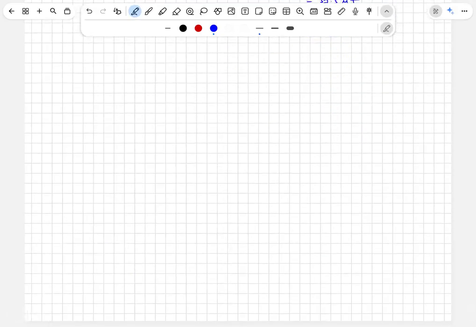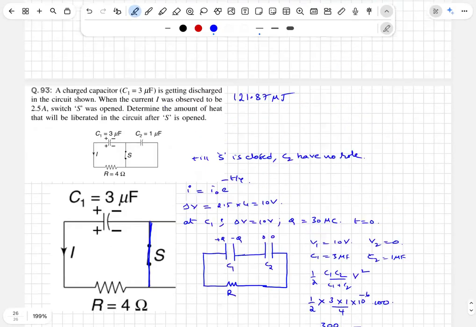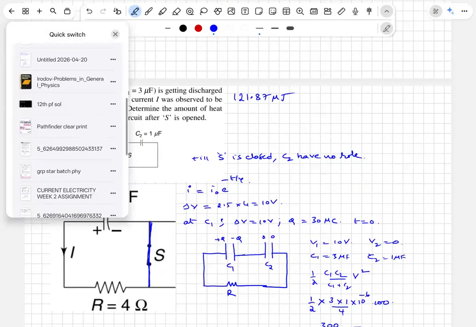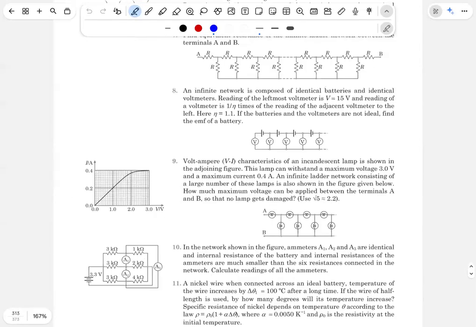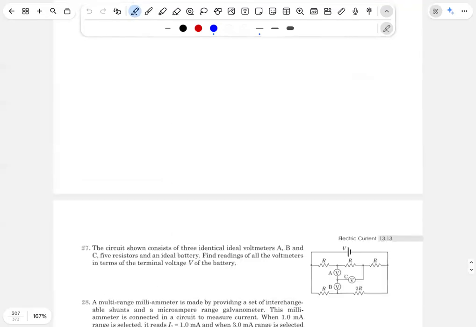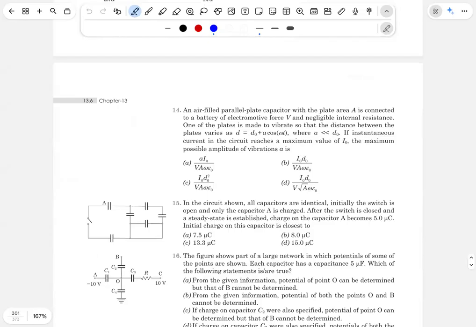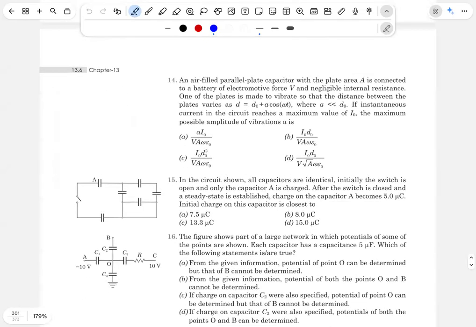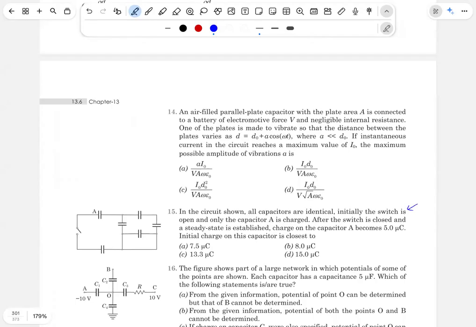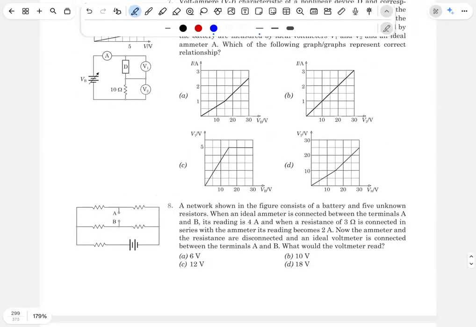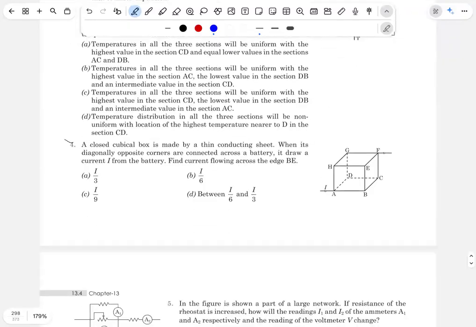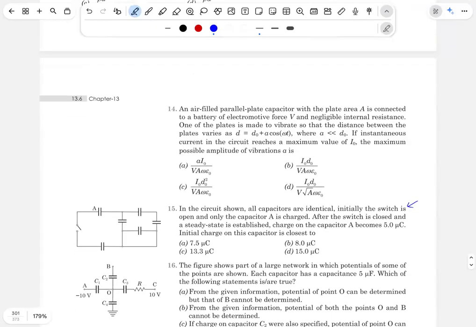Next. Now I'll jump into the world of Pathfinder because I have spent sufficient time on the basics. I think I have done this question, 15. Done this question. 15. Confirm. There are no capacitor related questions here. Proud to say that the majority of the questions were done.